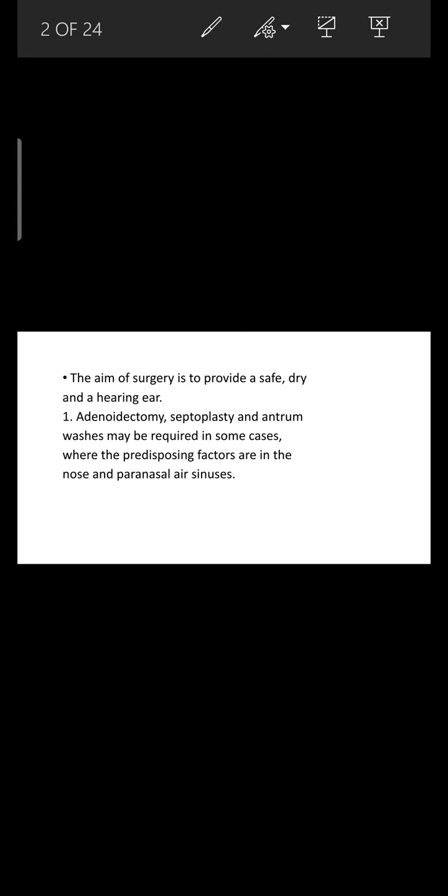Surgical management of tubotympanic disease. If, as a consequence of adequate medical management, tubotympanic disease persists, what are the therapeutic options? Or once the ear becomes dry, what do we do? The aim of surgery is to provide a safe, dry, and a hearing ear.